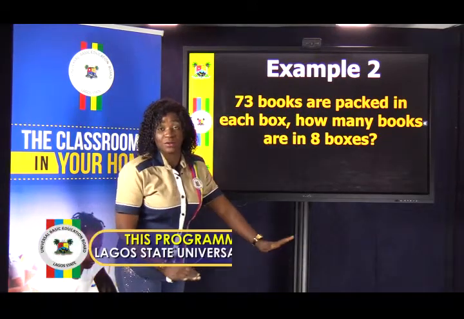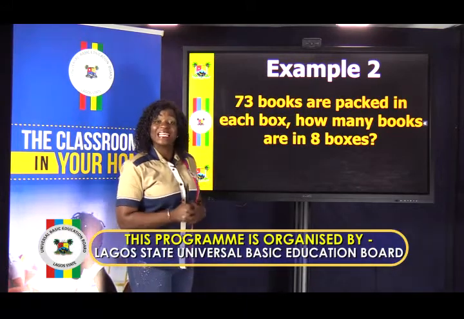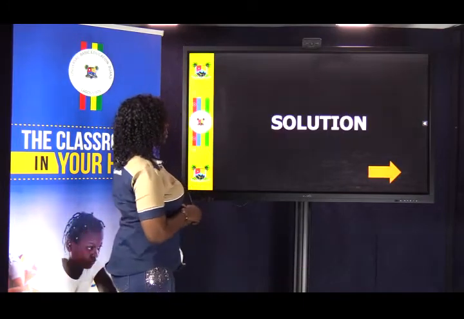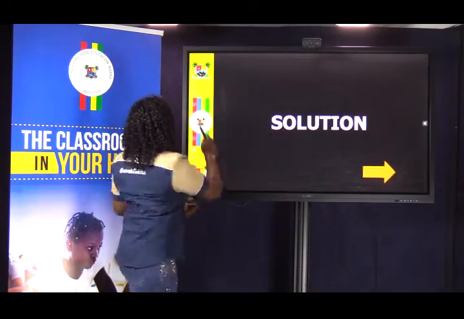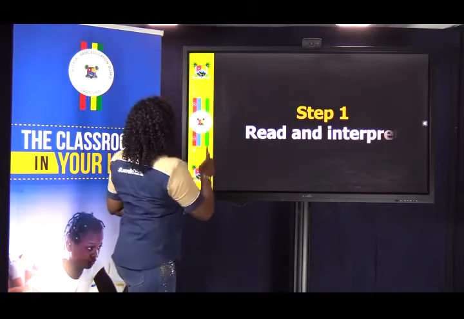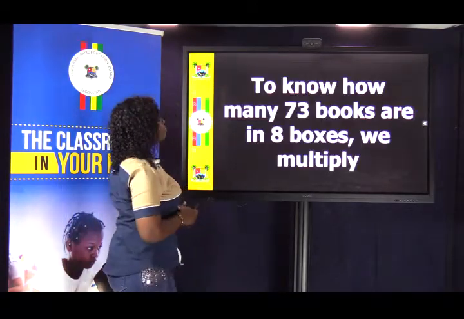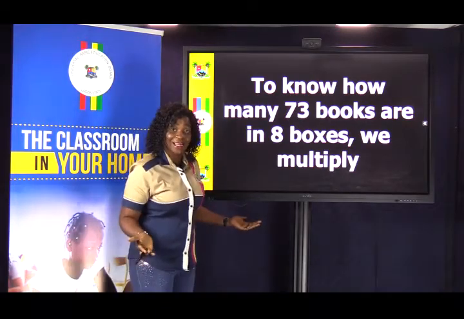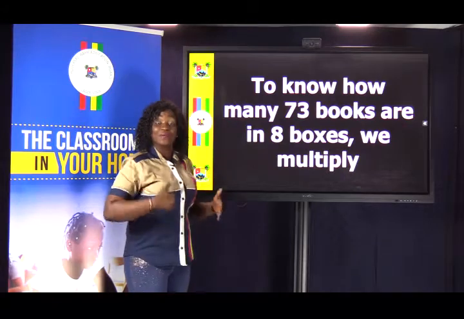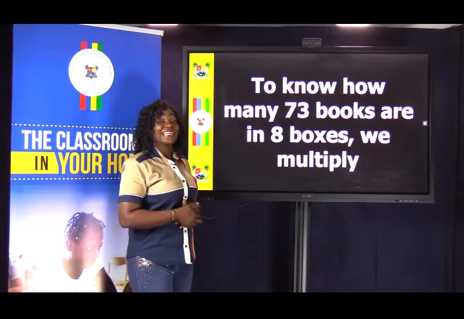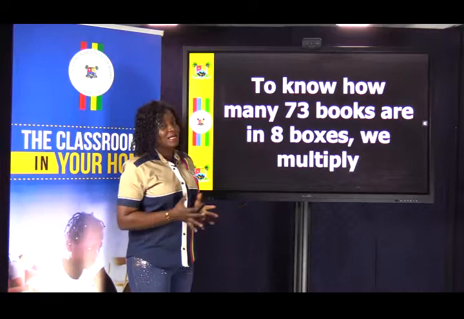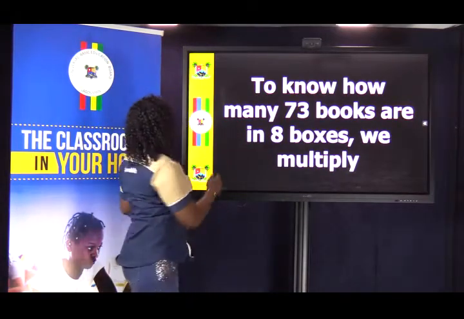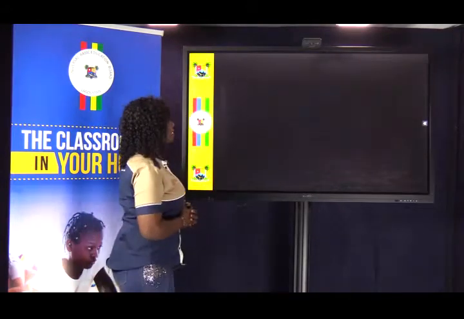We have 8 boxes on the ground, and we have 73 books in each box. So how many books are in all the 8 boxes? We have read. Now let's interpret. To know how many books are in 8 boxes, we multiply. Remember, I told you multiplication means repeated addition, so you can add 73 in 8 places. That would take a very long time. So we just multiply 73 by 8. So fast and so simple.